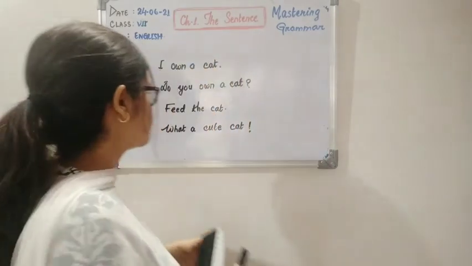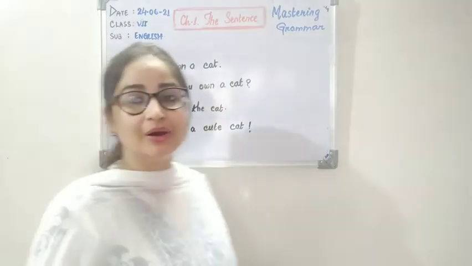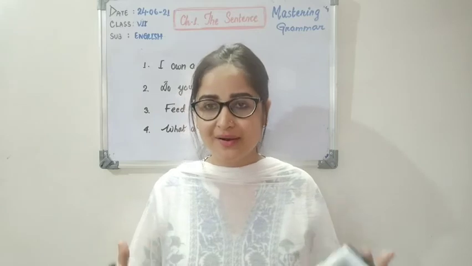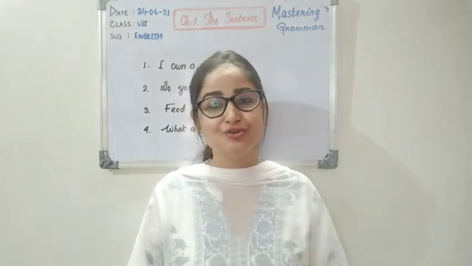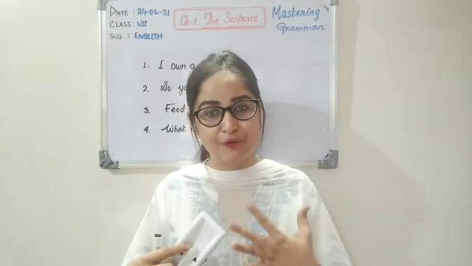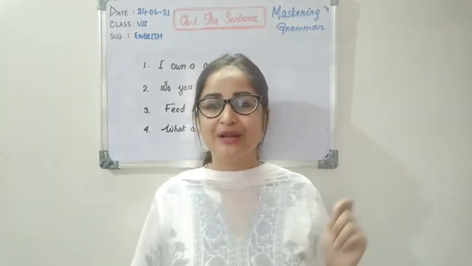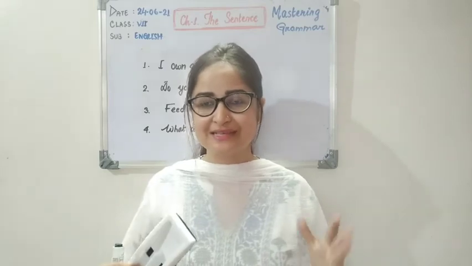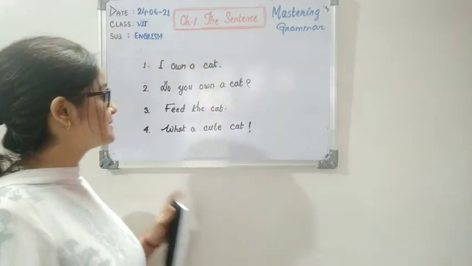Now with the fourth sentence, what a cute cat. You are expressing yourself. You are expressing your wonder when you have looked at the cat, because the cat is very cute. You expressed your emotion, you expressed your feelings, and this will be the fourth kind of sentence. Now we will find out the names of each type of sentence here and what is their purpose.